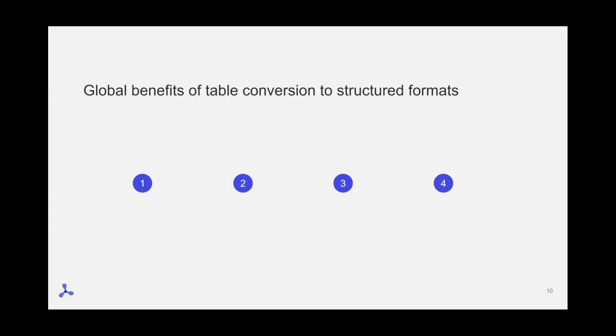So when converting tables to structured formats, you will find the same benefits regardless of the industry you're working in. So for companies dealing with large volumes of data, automating the extraction process ensures that the data is consistently and accurately transferred to Excel or JSON, reducing manual effort and minimizing the chances of human errors. So table extraction allows companies to consolidate data from various sources and formats into a single standardized format. This consolidation makes it easier to analyze and gain insight from the data.